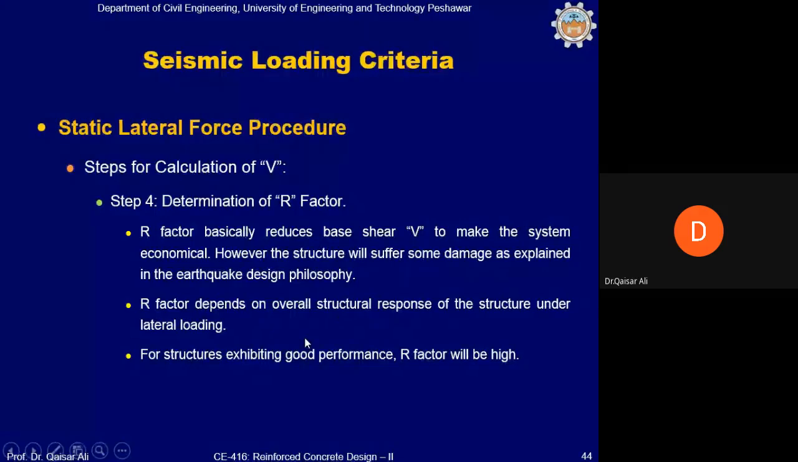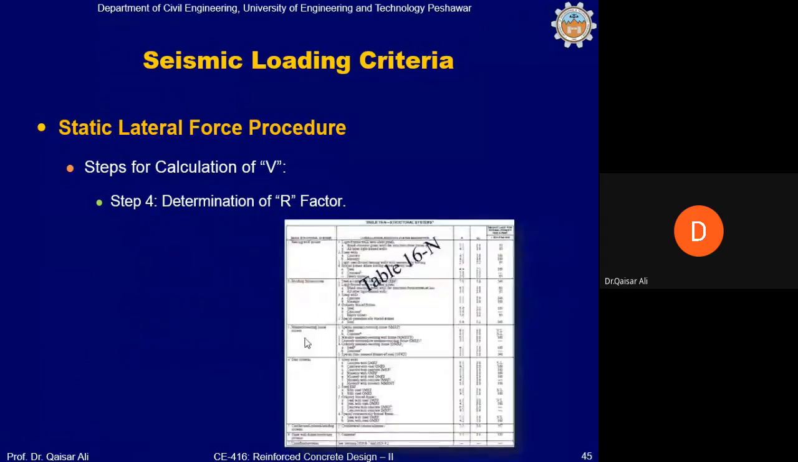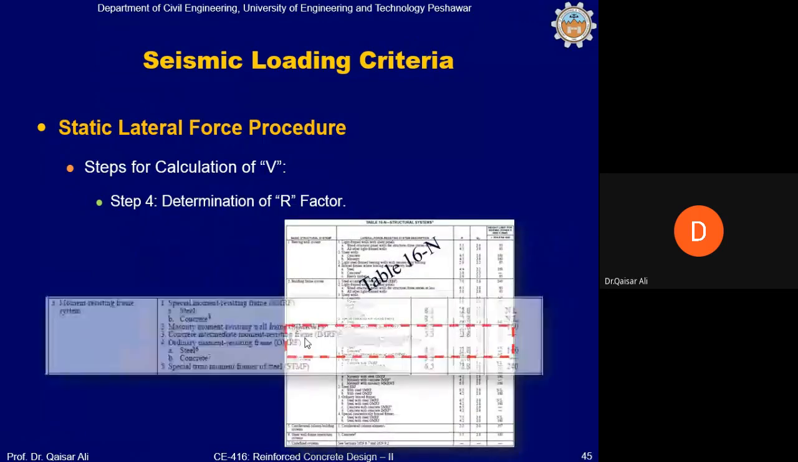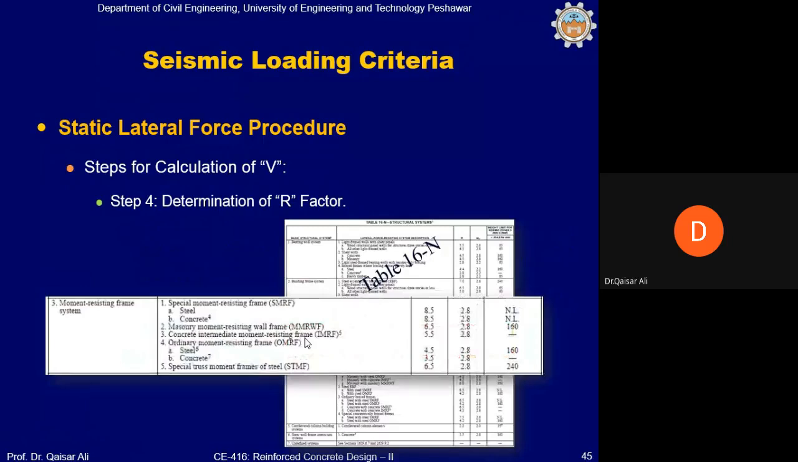For a structure exhibiting good performance, R factor will be high, as I tried to explain in the case of steel structure and reinforced concrete frame structures. The R values are given in this table, 16N. And these are R values, a closer view of R for special moment resisting frame in steel and concrete. The values are 8.5 and 8.5.